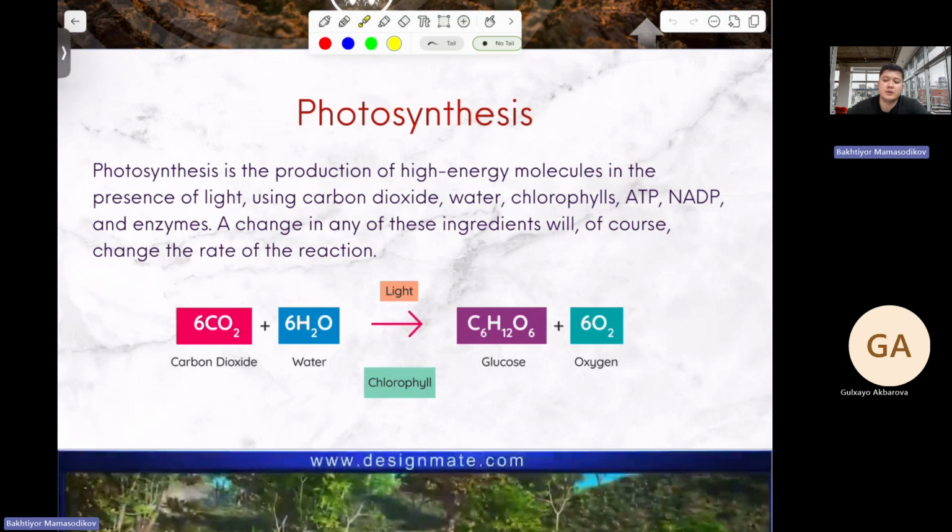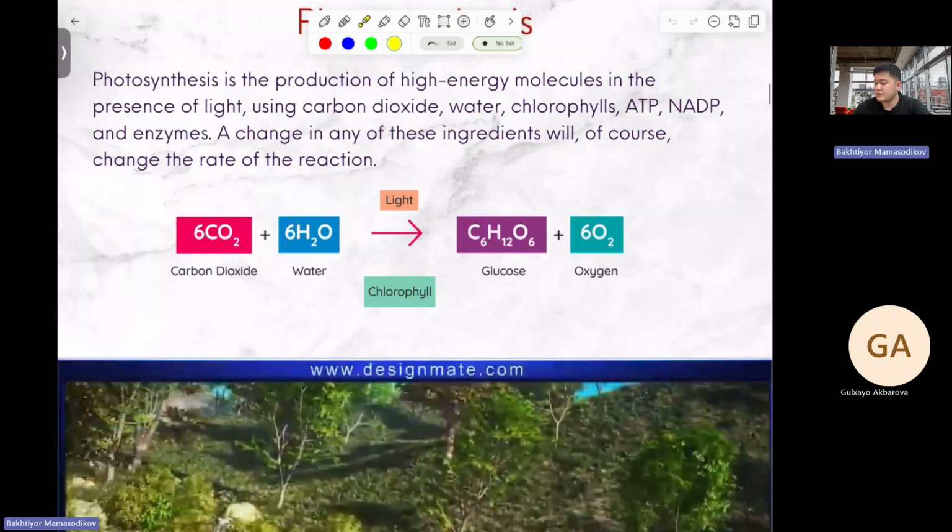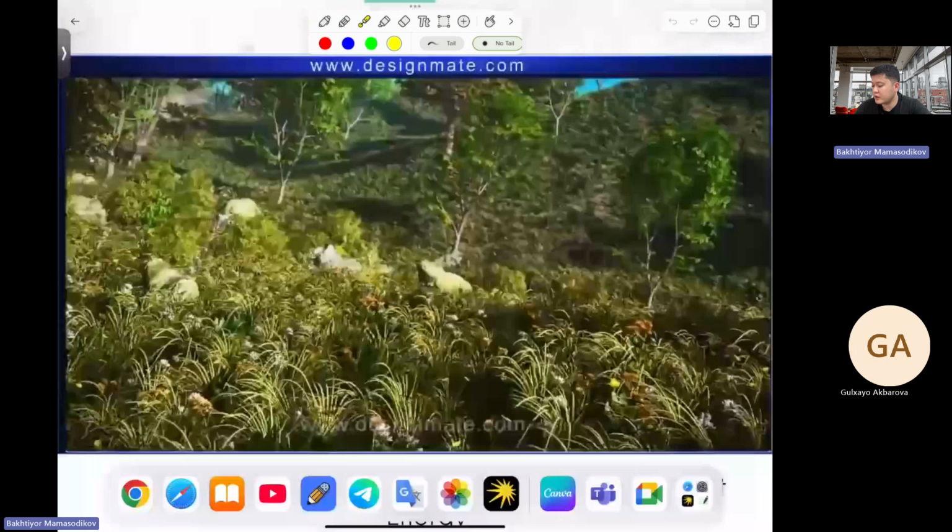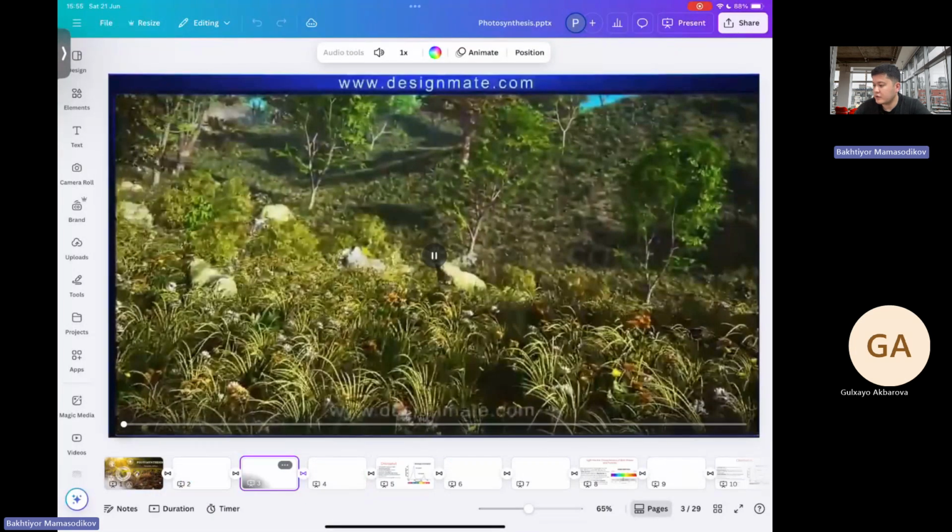I hope you understood this. So this is a good illustration of how oxygen and carbon dioxide gases are exchanged. Here you can watch.